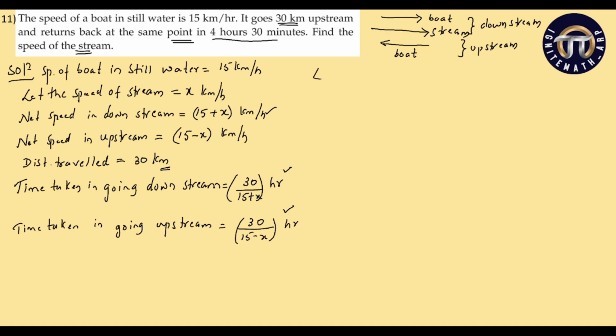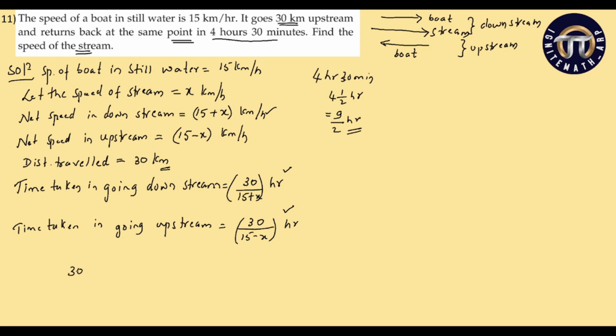4 hours 30 minutes means what, children? 4 hours 30 minutes. 30 minutes. So can I say it is 4.5 hours, children? Yes or no? 4.5 hours means what? It is 9 by 2 hours. Clear? So now what do I do?